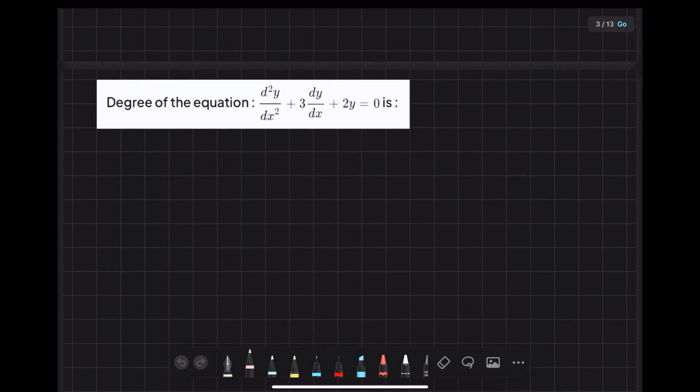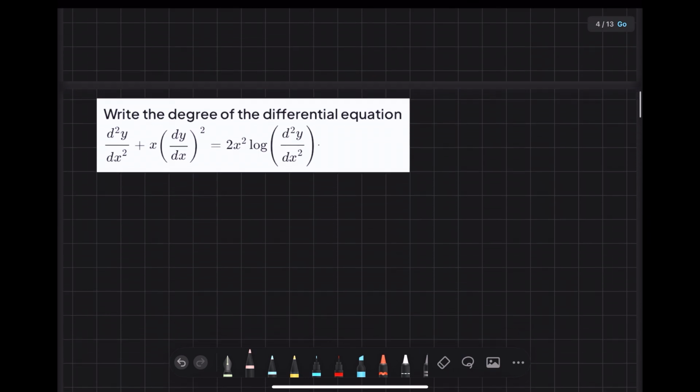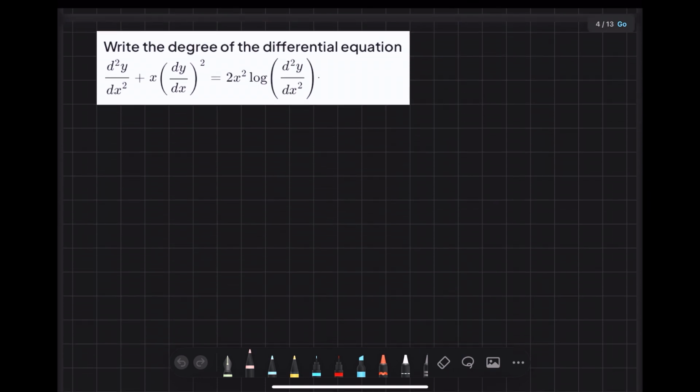Now look at this one. Let's answer order first. What is the highest differential? This is 1 time, this is 2 times, this is 1 time. So order is 2. And what is the power of the highest differential? It is only 1. So the degree is 1, because it is already in polynomial form. Now look at this. First we will answer about order, and then we will talk about degree.